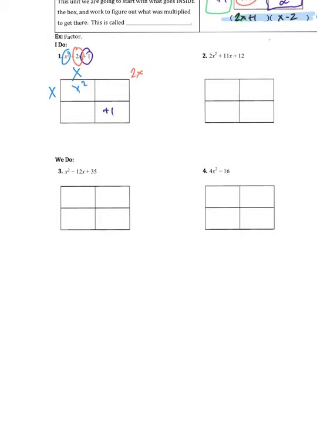And then in these 2 outside boxes, I need to multiply something together to give me 1. Well, there's only one way to do that. I'm either going to multiply 1 times 1 or negative 1 times negative 1. Since everything in this problem appears to be positive, I'm going to assume that my factors are going to be positive. So let's go ahead and fill in the box here. So 1x, 1x, and 1x plus 1x should give me 2x, which it does.